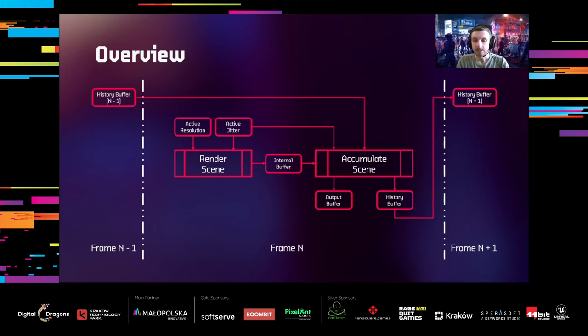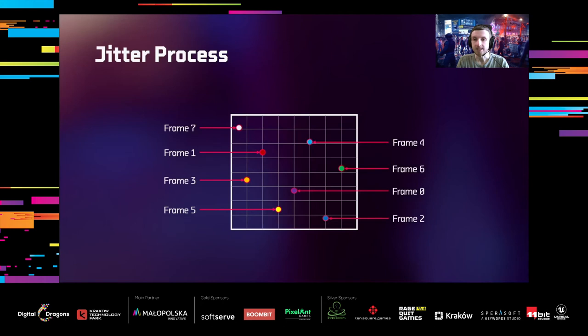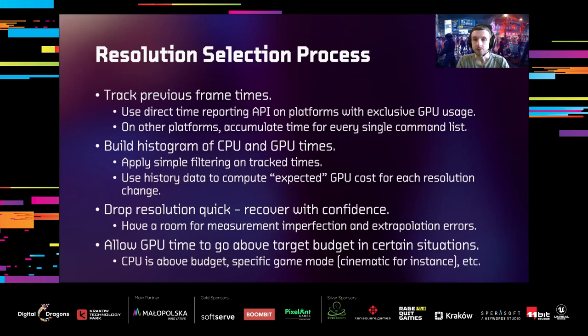So to render a scene, we have to decide on active resolution and active camera jitter parameters. The camera jitter parameter selection process is quite standard. We use the first 8 samples of the Halton 2-3 sequence and move between samples in cycles by iterating the current frame index. As for the resolution selection process, we track times taken on GPU and CPU to process previous frames and build histograms of tracked timing.